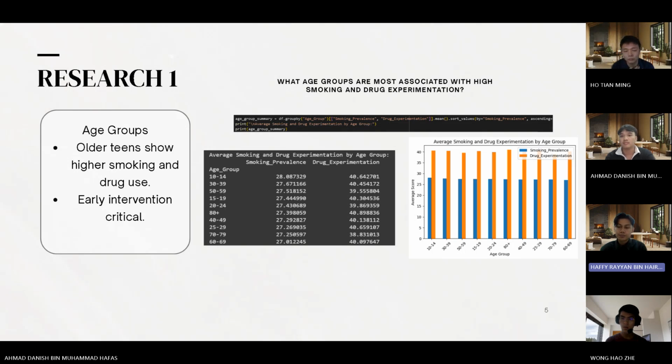After that, I compute the average. The results are sorted in descending order based on smoking prevalence, meaning the age group with the highest average smoking rate appears first. For question one, I found that older teenagers, particularly those in the upper teen age group, had significantly higher levels of smoking and drug experimentation. This highlights the need for early intervention before risky behaviors escalate.